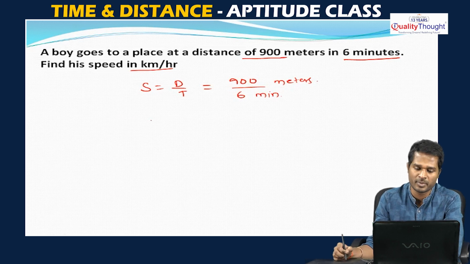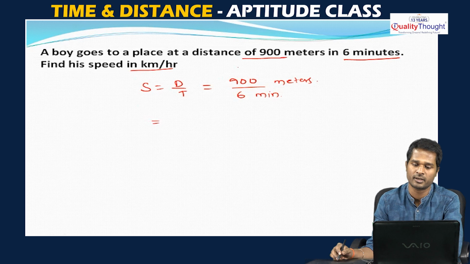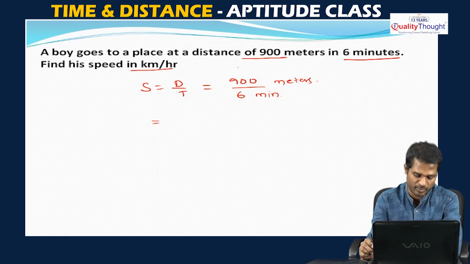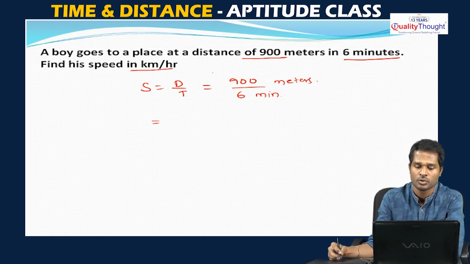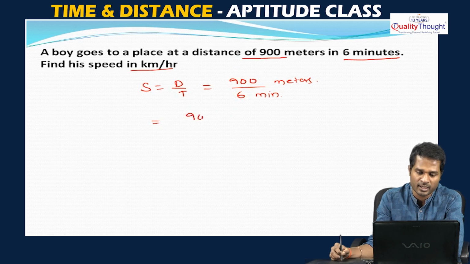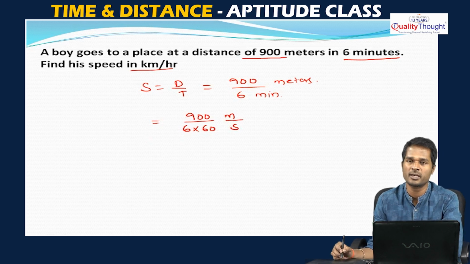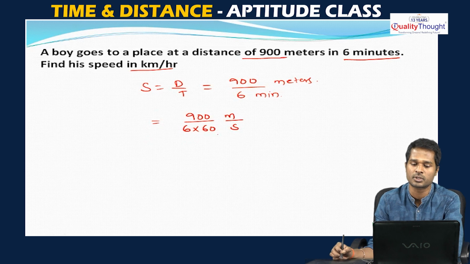See, when we were writing the basic notes of time and distance, we wrote: when the distance is in meters, the time should be taken in seconds. So the distance is in meters, 900 meters by time 6 minutes. Each minute is 60 seconds. So it is m by s. So 900 meters by 6 minutes, each minute is 60 seconds, so 6 minutes will be 6 into 60 seconds.